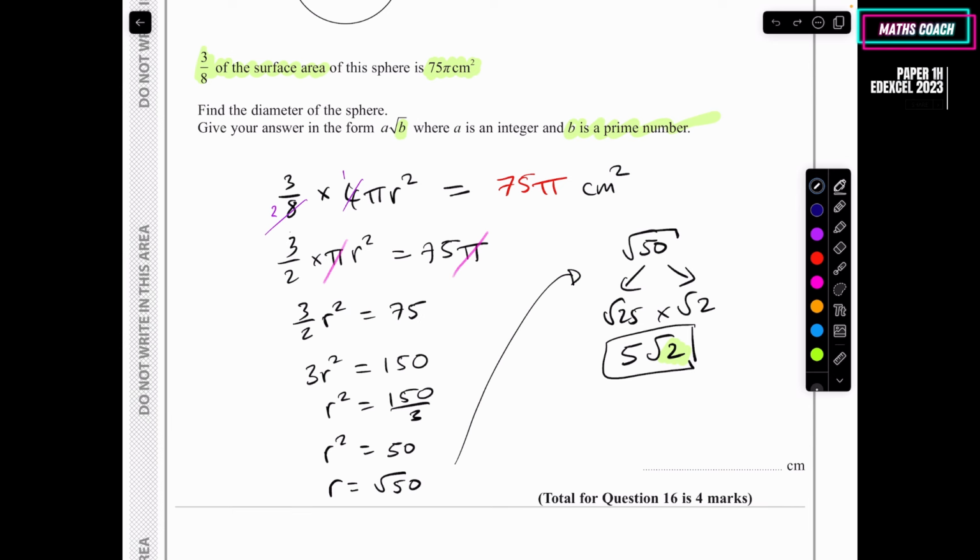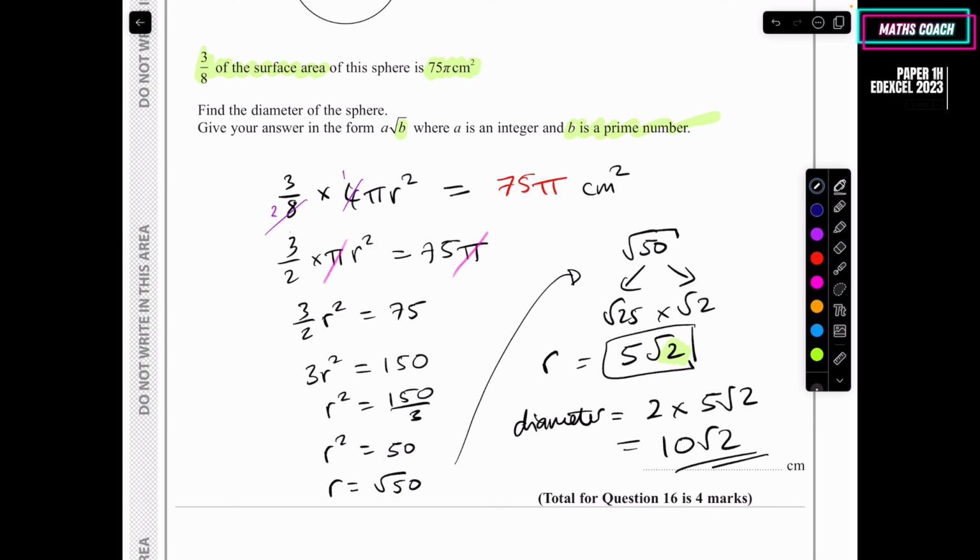No, it's not. I lied. That was just a radius, wasn't it? I forgot. So what we now need to do is times this by 2. So the diameter is 2 times 5√2, and that is 10√2.